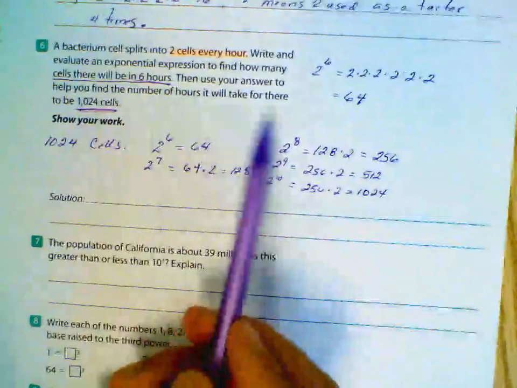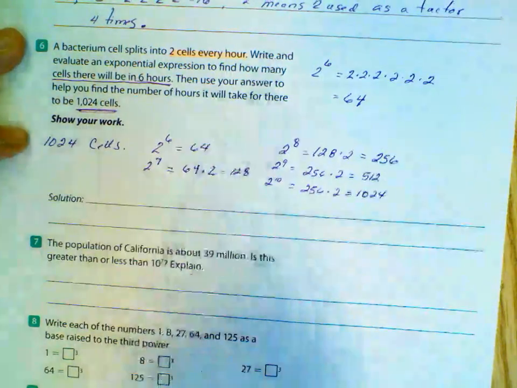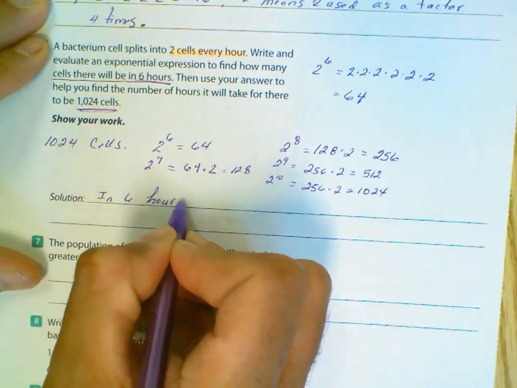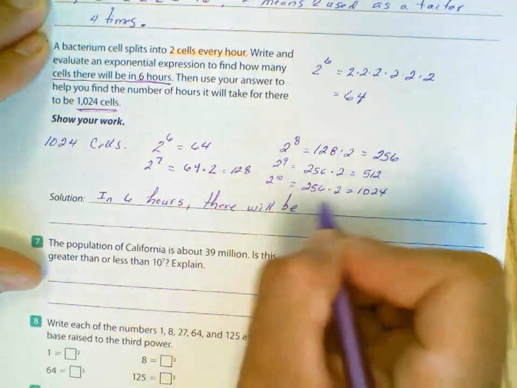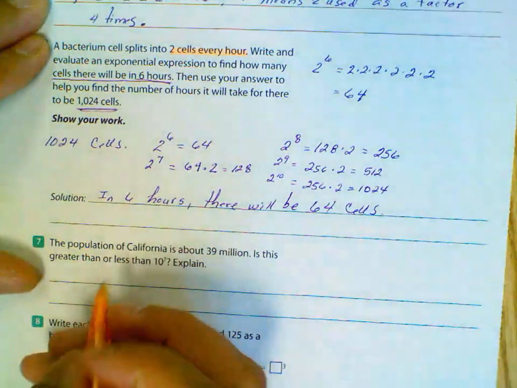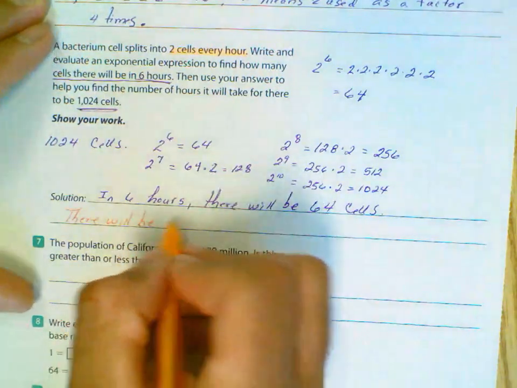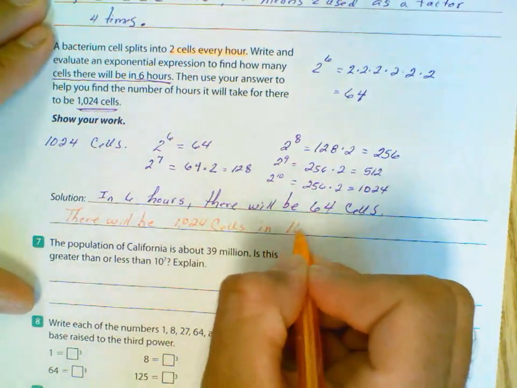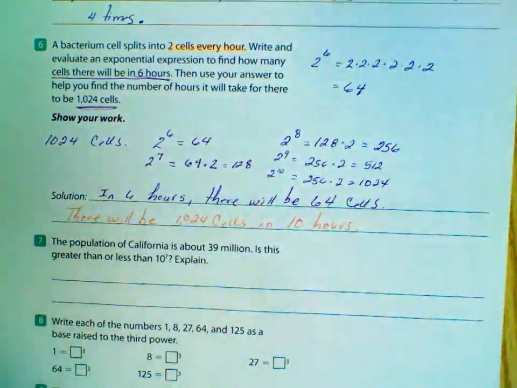So what is the question? Help. The number of hours it will take there to be 1,024 cells. So the solution in this case is, in 6 hours, there will be 64 cells. And then you can write there will be 1,024 cells in 10 hours. Okay? In 10 hours, you're going to have 1,024 cells.